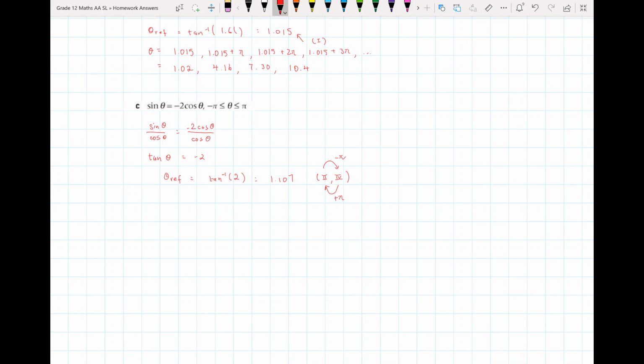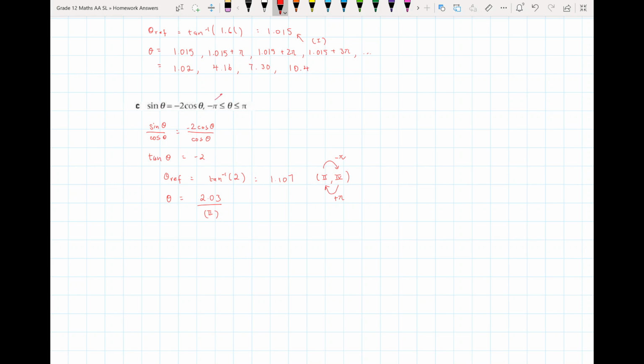So that's exactly what I'm going to do. So I'm just going to take my answer in quadrant 2. So this will be pi minus. So this is the answer in quadrant 2. And then I'm just going to keep adding and subtracting multiples of pi until I have all my answers.